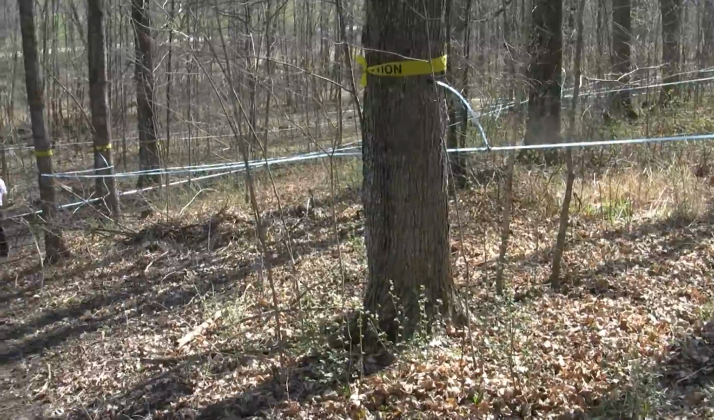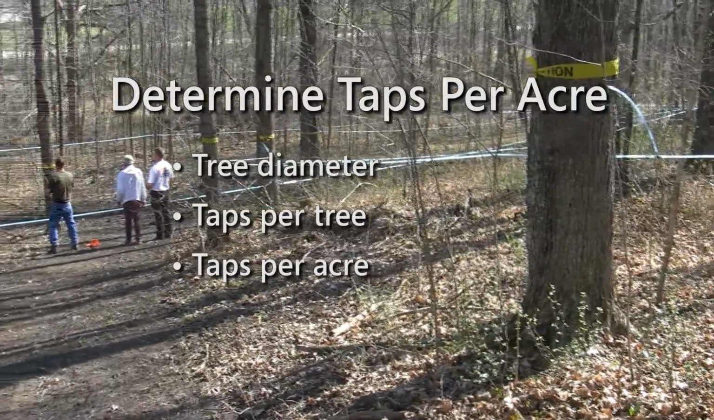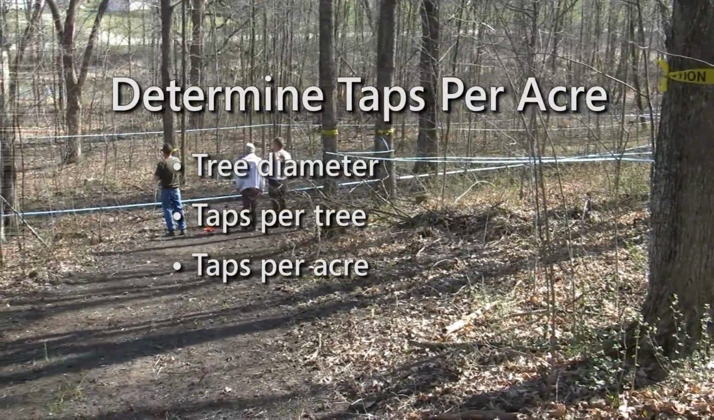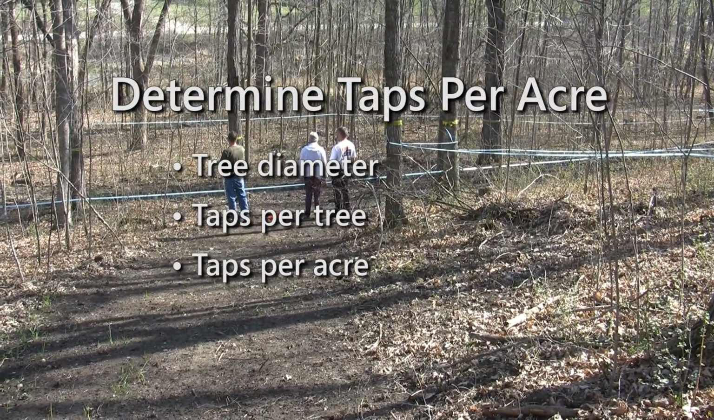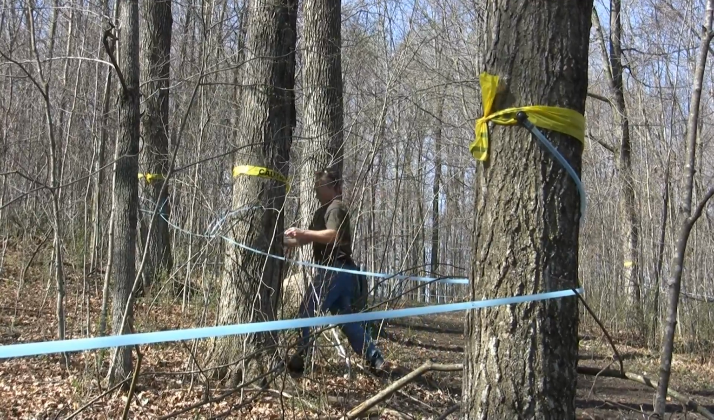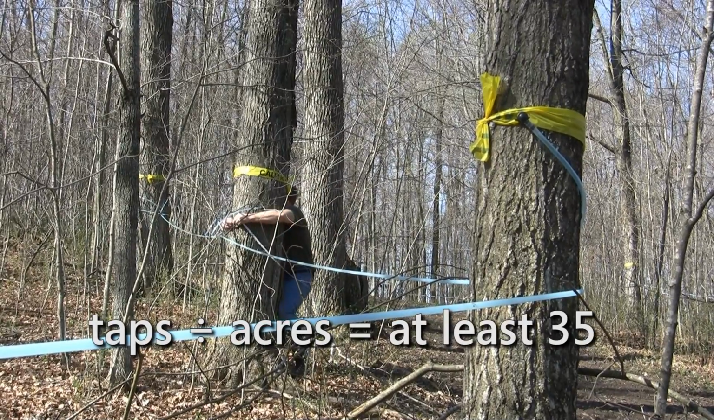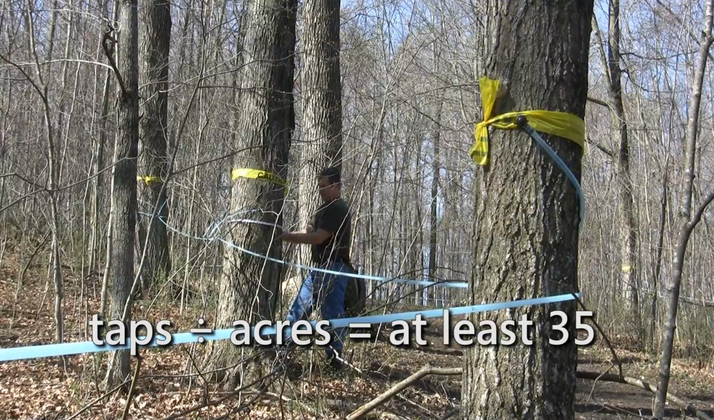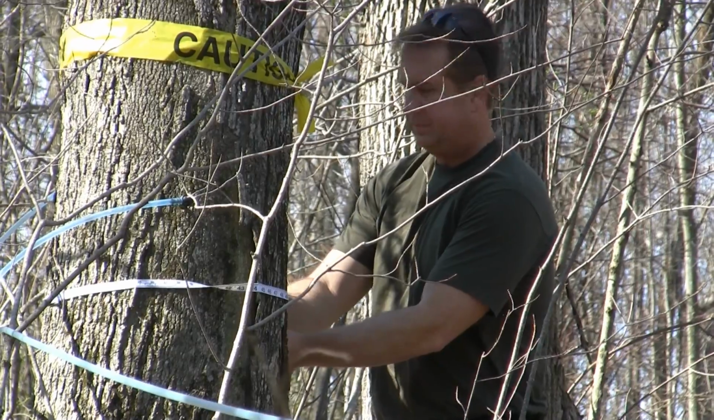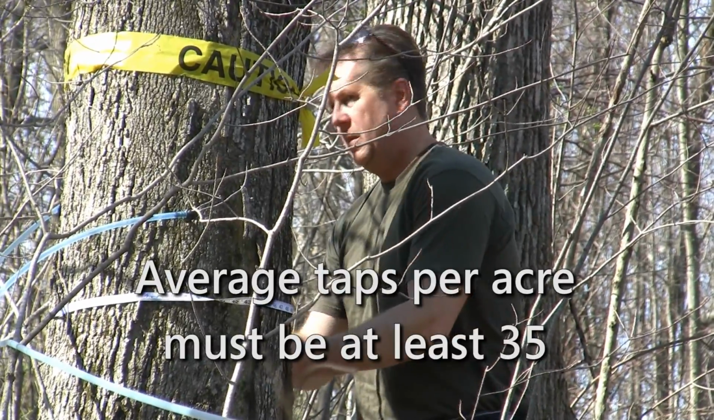This is the basis of use value eligibility in Wisconsin. To determine taps per acre, look at the tree's diameter, taps per tree, and taps per acre all at the same time. Total taps, not the number of trees, is what matters. Divide the number of taps by the total acres. It needs to equal at least 35 per acre. Anything less is not use value eligible.